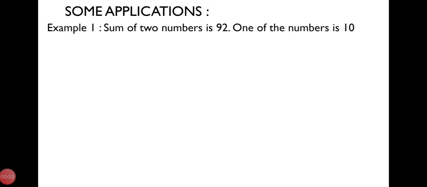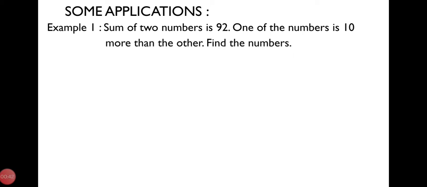So example number 1: the sum of two numbers is 92. One of the numbers is 10 more than the other. Find the numbers. Now here first you have to see what are the different conditions given in the question.